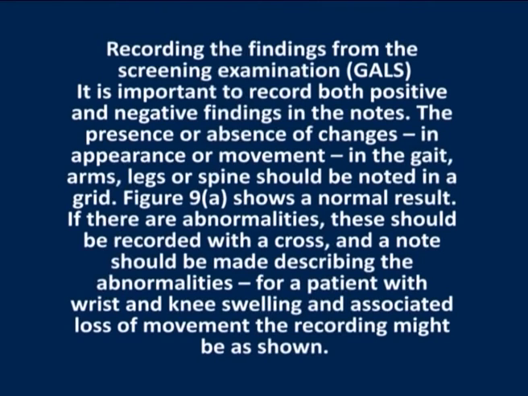Recording the findings from the screening examination, that is GALS. It is important to record both positive and negative findings in the notes. The presence or absence of changes in appearance or movement in the gait, arms, legs, or spine should be noted in a grid. If there are abnormalities, these should be recorded with a cross and a note should be made describing the abnormalities. For a patient with wrist and knee swelling and associated loss of movement, the recording might be as shown.